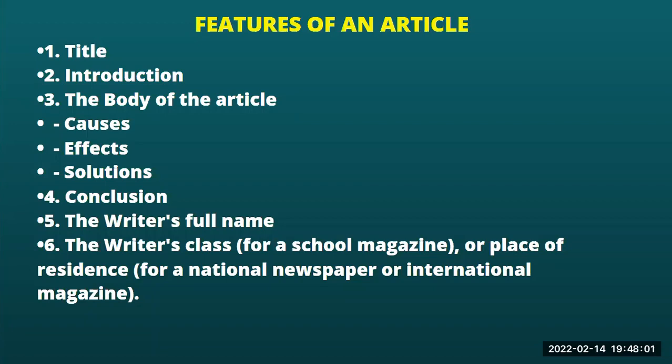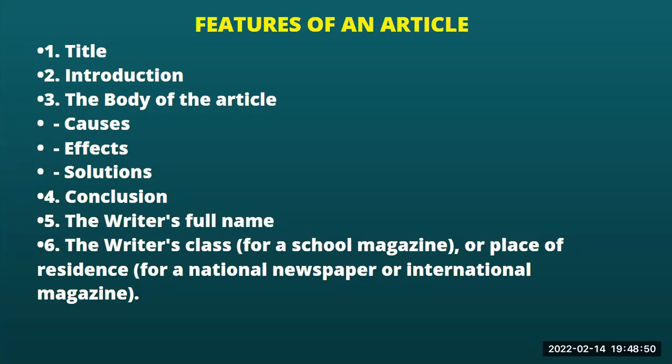Now, the features of an article are as follows. The first thing that you must write in an article is the title, all right? Now, this is followed by the first paragraph where you introduce the topic for discussion. So that is introduction, paragraph 1. Then the body of the article begins from paragraph 2, and that is where you discuss the causes, the effects, the solutions, as the case may be, depending on the topic and depending on the angle from which you want to approach the discussion.